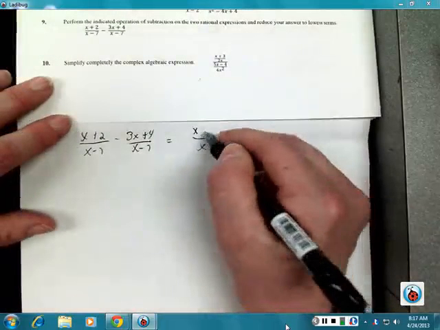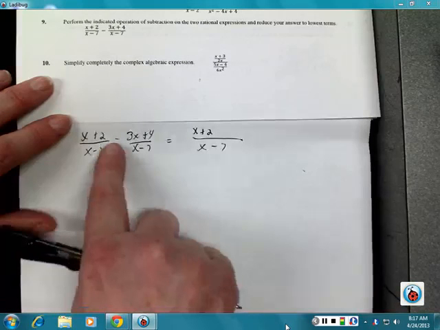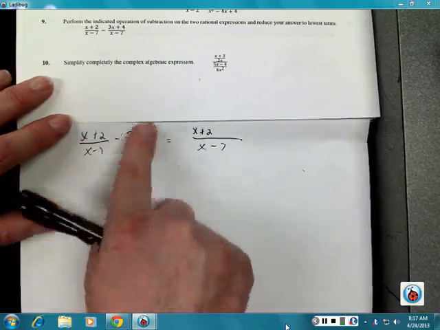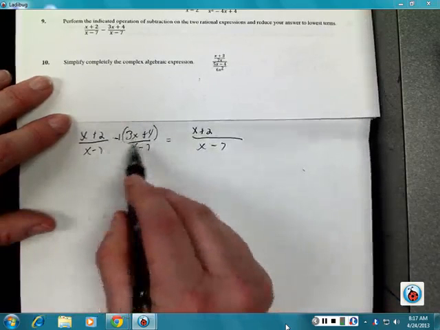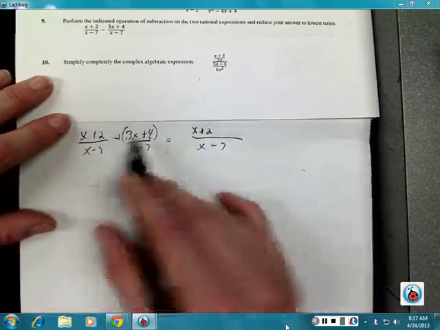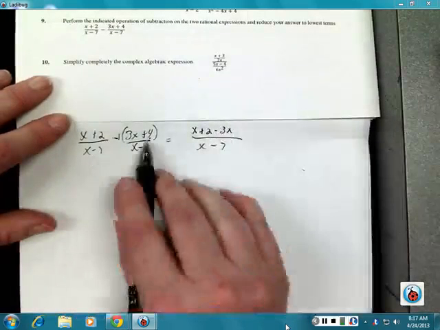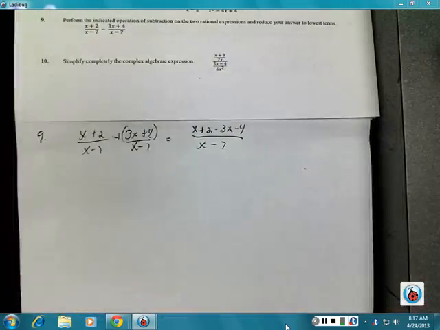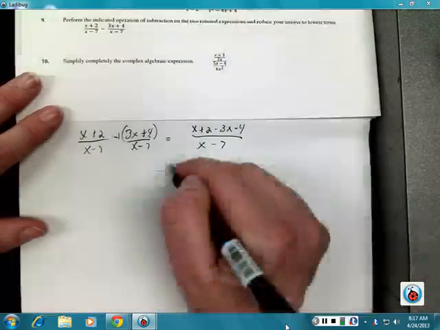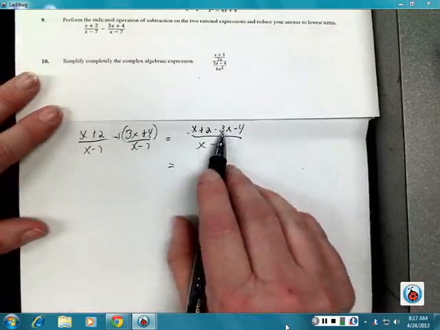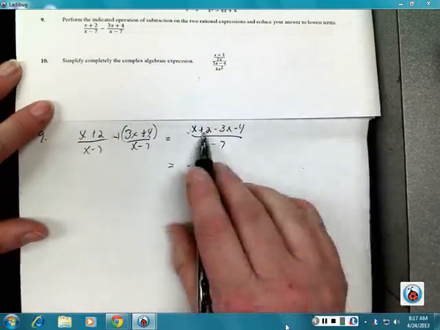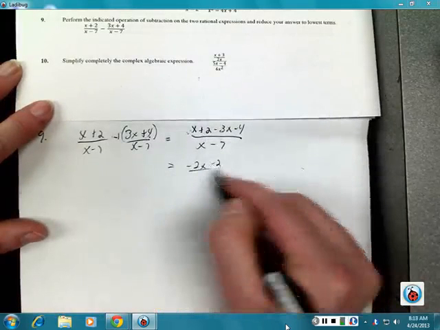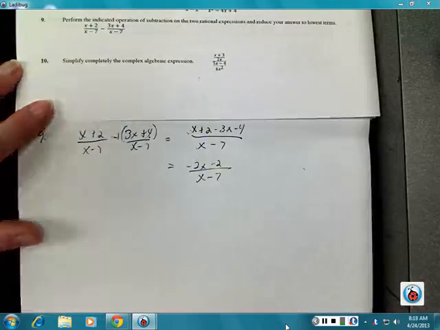I have x plus 2, but when I subtract this piece, I need to take that whole thing and multiply each piece by a -1, because I need to subtract those. So minus 3x minus 4. And so that's what I end up with. So then when I combine them, x minus 3x is negative 2x. Positive 2 and a negative 4 is a negative 2 all over x minus 7.